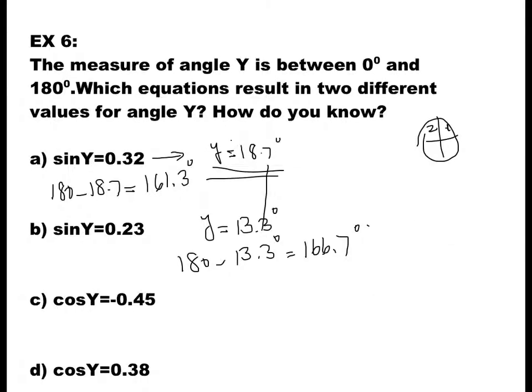Okay, the next one, C, cos y is negative 0.45. How many answers do I get? I will get only one answer because cos is negative only in quadrant 2, between 90 and 180. It's only quadrant 2, so no complement exists, so there is only one answer.